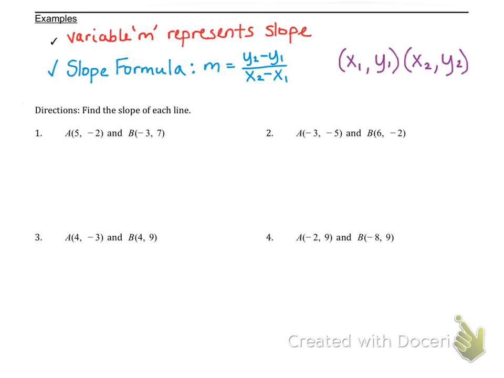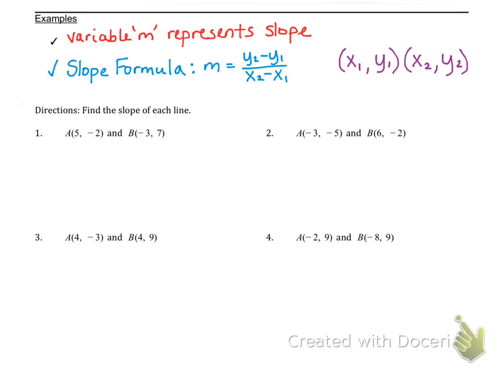Let's talk about slope. So the variable that represents slope is the letter m, and it's a lowercase m. And the slope formula that we're going to use today is if we're given 2 points, x1, y1, and x2, y2, the slope formula is y2 minus y1 over x2 minus x1.